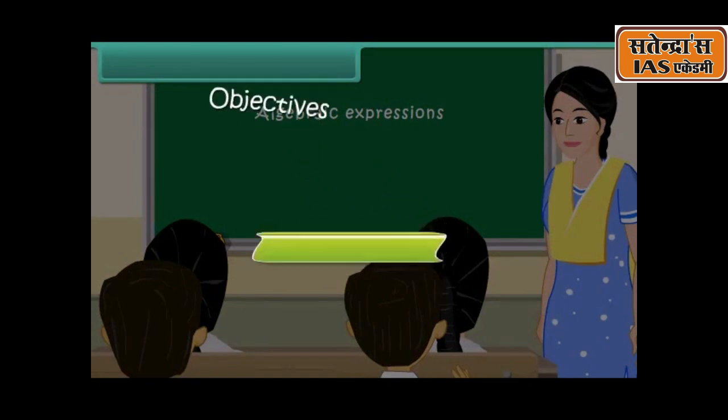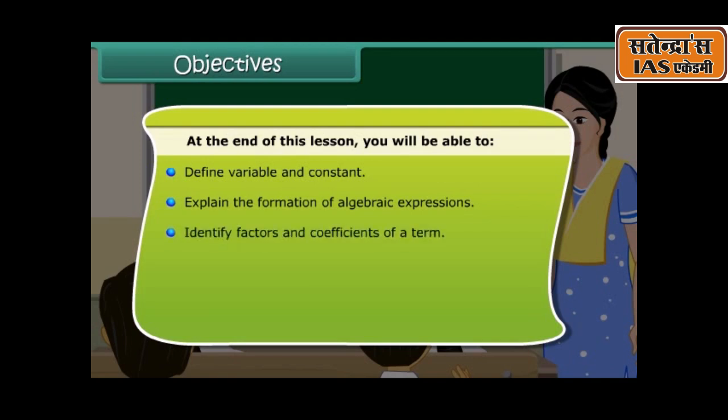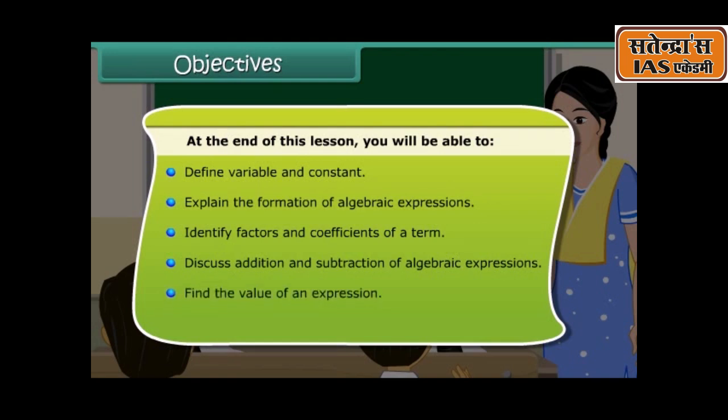Objectives. At the end of this lesson, you will be able to define variable and constant, explain the formation of algebraic expressions, identify factors and coefficients of a term, discuss addition and subtraction of algebraic expressions, and find the value of an expression.